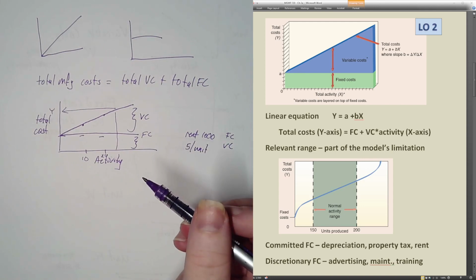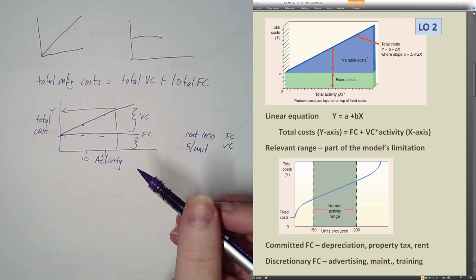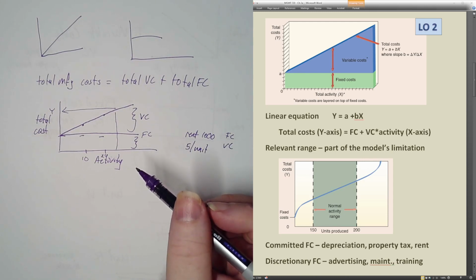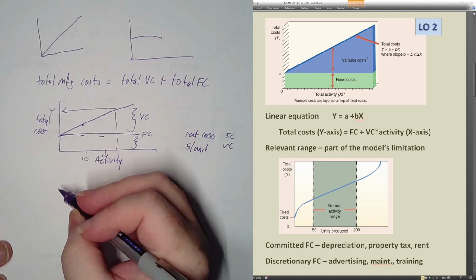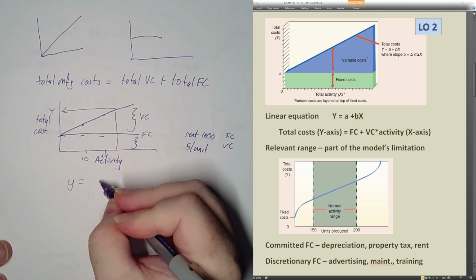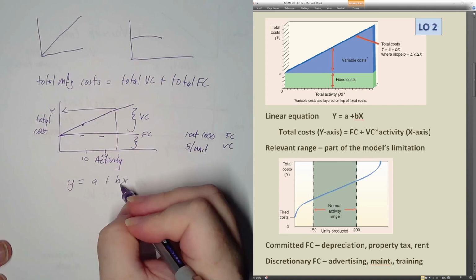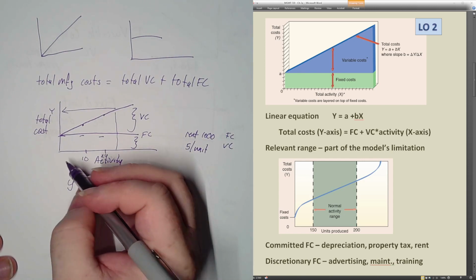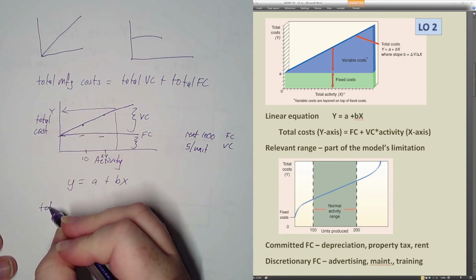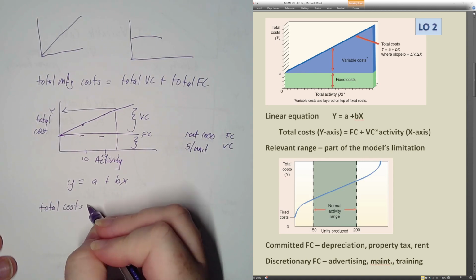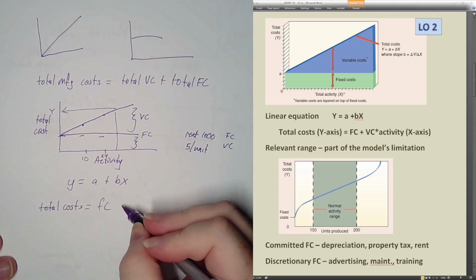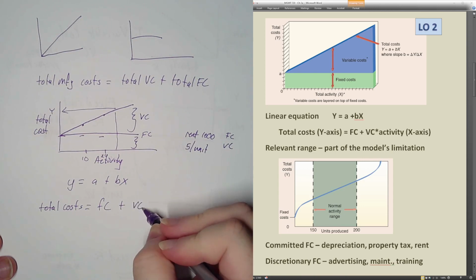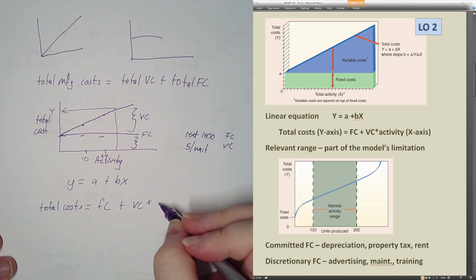Now, how do we go about this? Well, one of the ideas about this prediction model is that we're going to believe that costs behave in a linear way, so we can use the equation of a line. And you probably remember the equation of a line is y equals a plus bx. Well, let's put this in terms of our costs. Y is going to be the y-axis. It's going to be the total costs. A is going to be the fixed costs. B is going to be the variable cost times the level of activity.